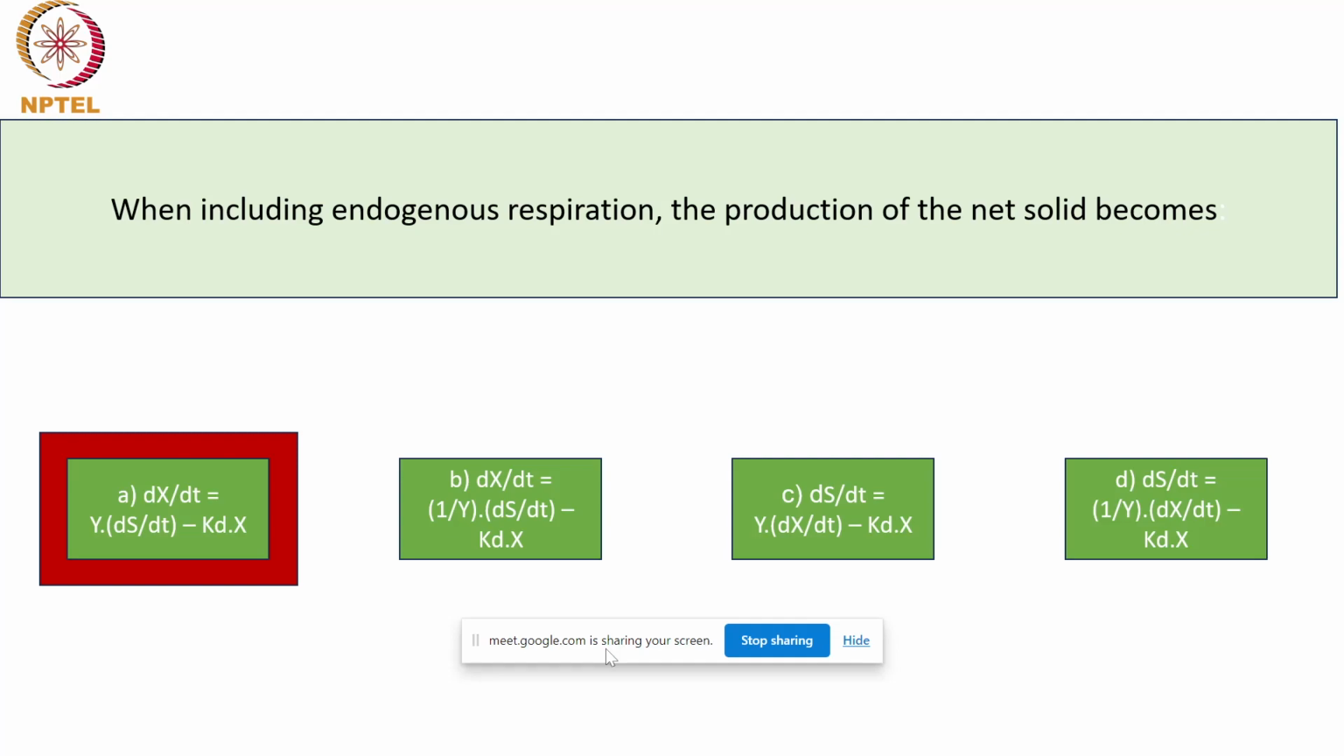No, ma'am. The X value is the concentration of microorganism which are present in that reactor. Yeah, microorganism. Okay. See, here your microorganism is consuming its own cells in the endogenous respiration phase. That's why it is minus Kd into X.